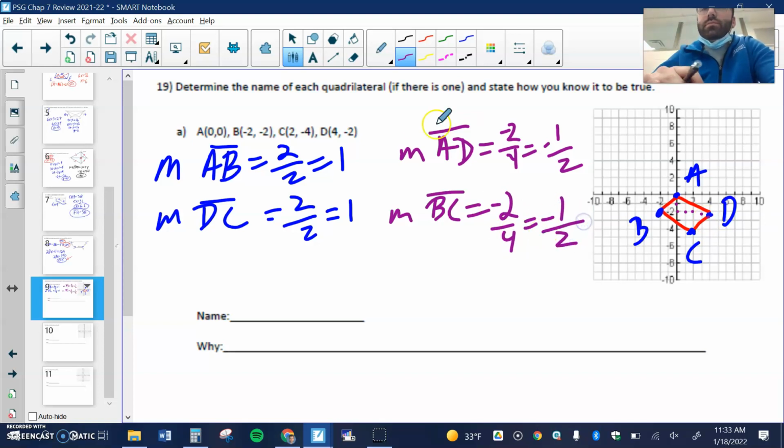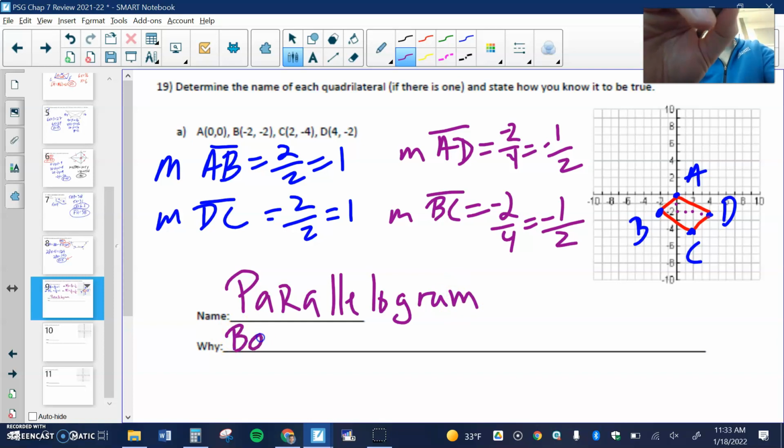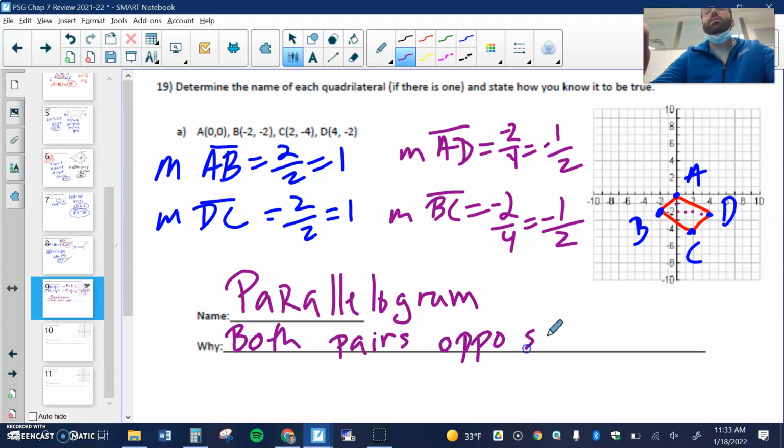So I have both pairs of opposite sides parallel. I don't have any opposite reciprocal slopes, so this has to be a parallelogram. Why? Both pairs opposite sides parallel.